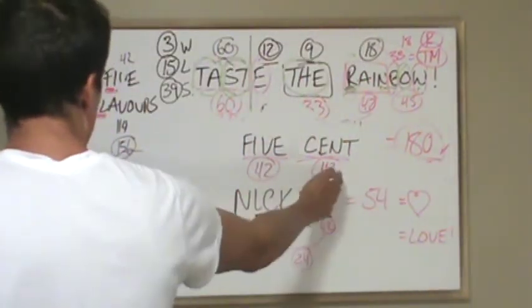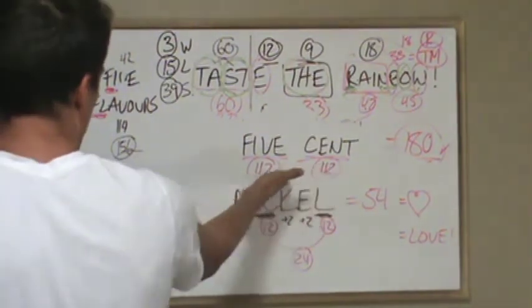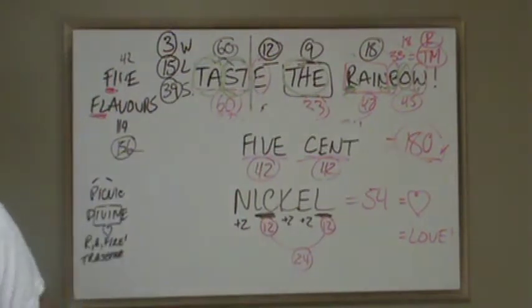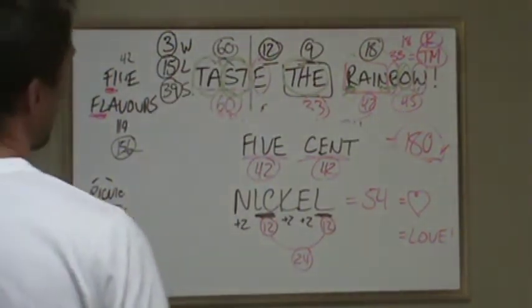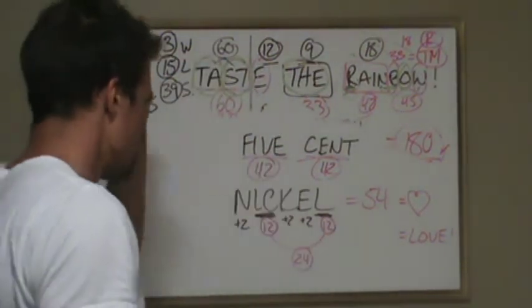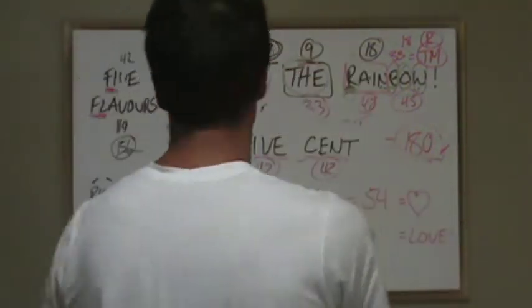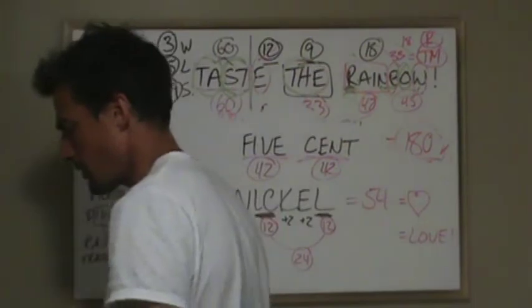5 cent, 42, 42. It's obvious that the word 5 parallels the word cent, you know. First 2 letters divide by 3, boom. Nickel. It's beautiful. Nickel equals love. In 6 letters, 3 plus 3. Like, it's just so perfect. So that was an obvious gem.